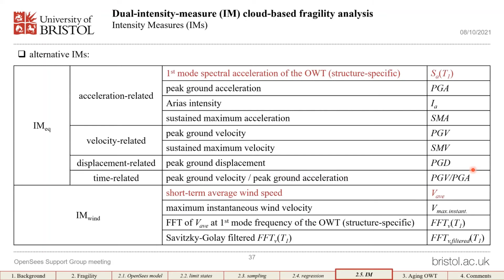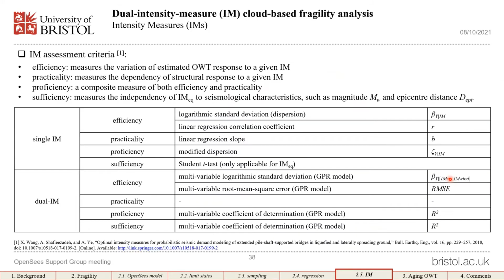So with the appropriate selection of the regression methods, we now further examine the impact of intensity measures. A list of commonly used intensity measures were selected as candidates for both the ground motion as well as the wind. And a number of intensity assessment criteria were defined following established methods from the literature.